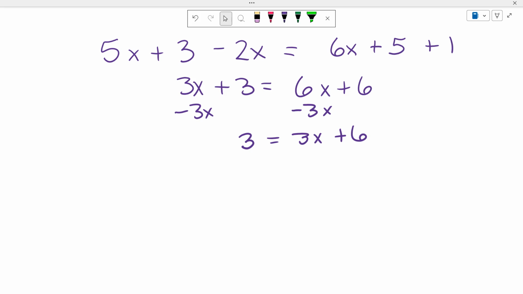Now we're trying to get x alone. So we have 3x plus 6. So we're going to subtract 6 from each side. What's 3 minus 6? Negative 3. And then what do we do to each side?